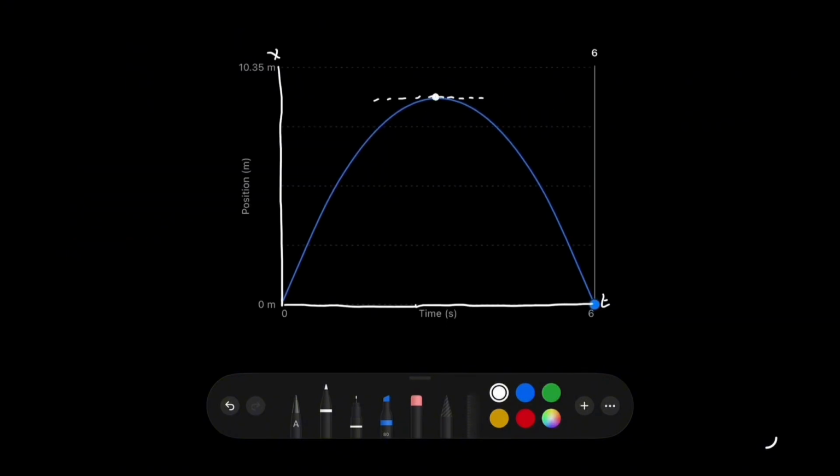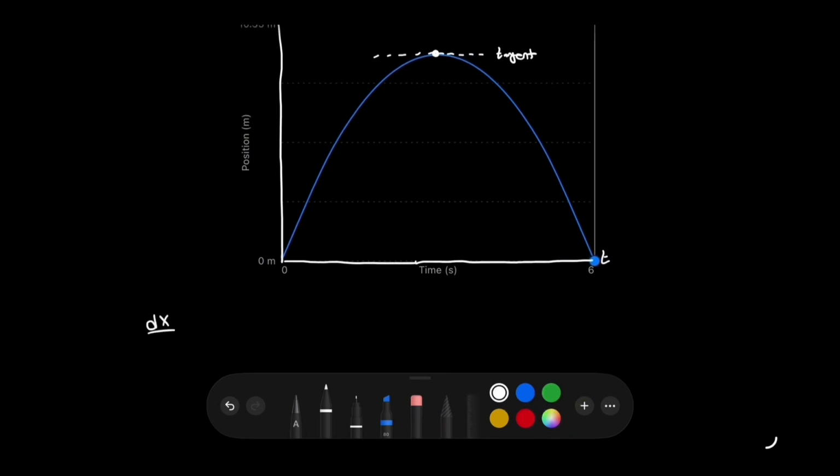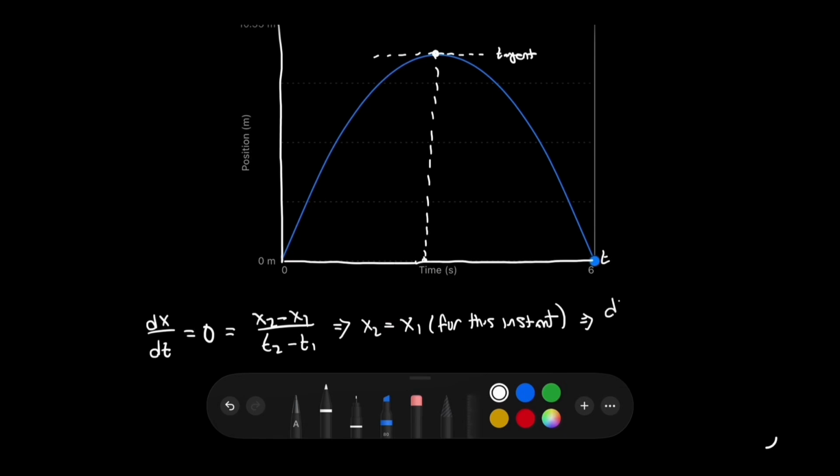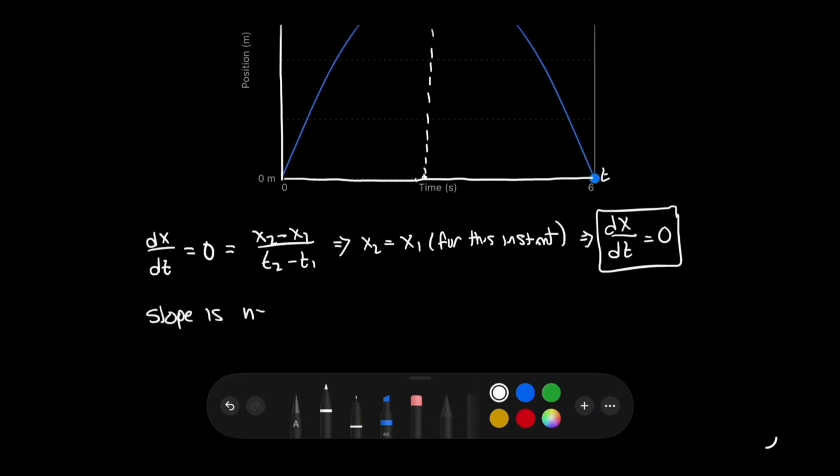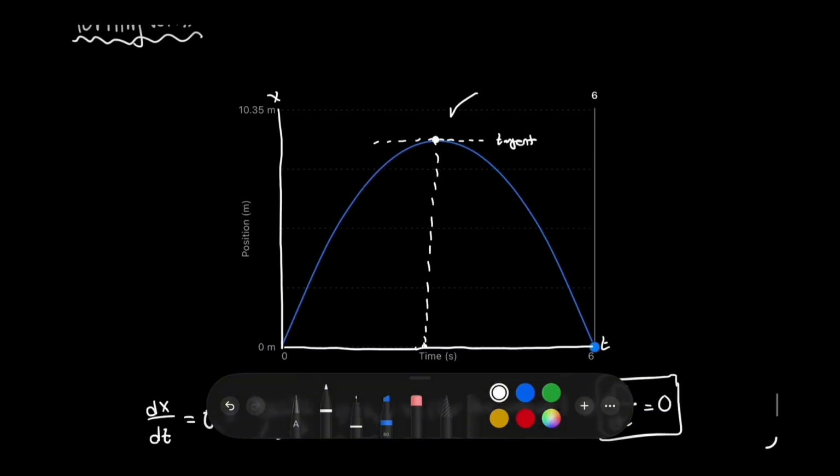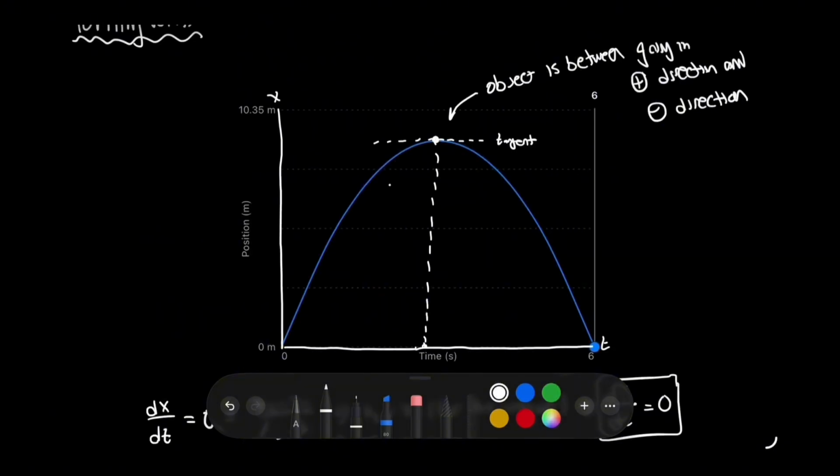So at this top point here, the tangent is equal to 0. What this means is that at this instant here, change in the position over change in time is equal to 0. Since if we apply the general equation here, for this instant, x2 is equal to x1, that would mean that the change in slope over change in time is equal to 0 for this short instant. And at this top point here, the slope is neither positive or negative, since the object is going in the positive direction and the negative direction.